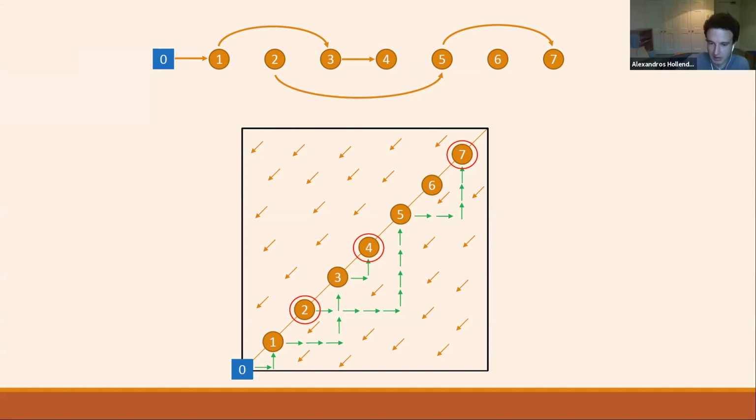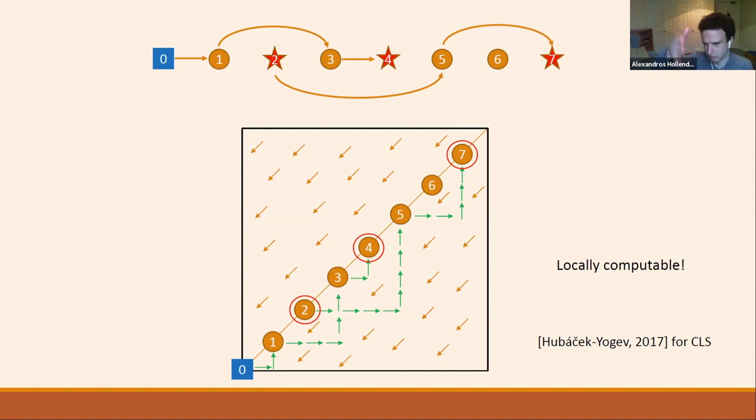Yes, exactly. So it turns out that you can construct this thing locally, and this is essentially already known by techniques by Hubacek and Yogev. So the idea is, you're given the Boolean circuits of the end of line instance that compute the forward and backward edges. And that's actually all you need in order to create this embedding.